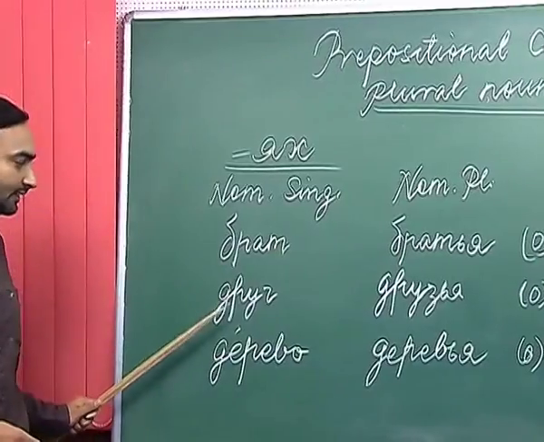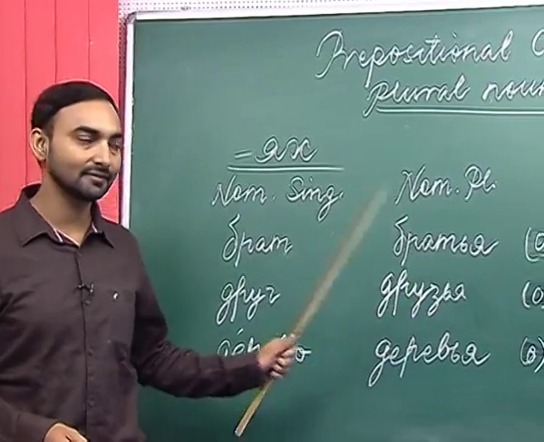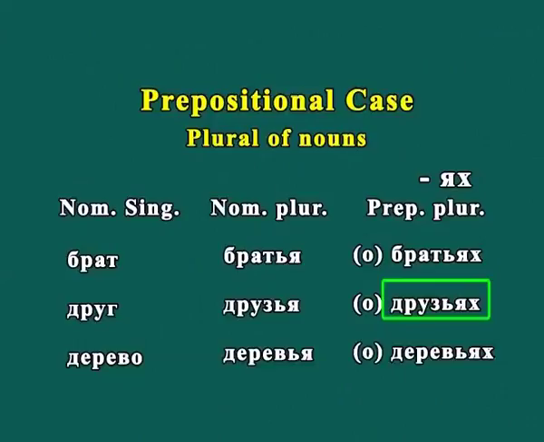Similarly, in the same way, drug, friend, has nominative plural druzya, friends, and prepositional plural will be druzyach. Derevo, derevo is tree, and what is the nominative plural of derevo? Derevya. Derevya is again an irregular plural. So, prepositional plural will be derevyach.